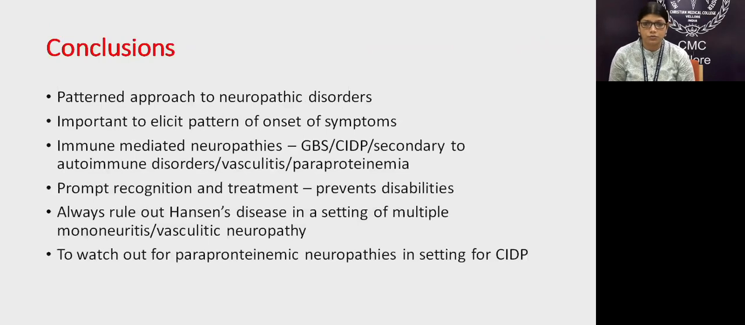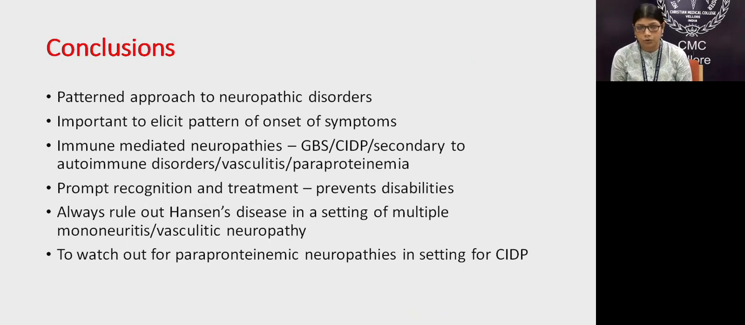So in conclusion, we need to understand that we have to look at neuropathic disorders in a patterned approach. So please remember those 10 patterns. And it is important to elicit how the pattern started at the onset of the disease. The immune mediated neuropathies, GBS, CIDP, we cannot miss.